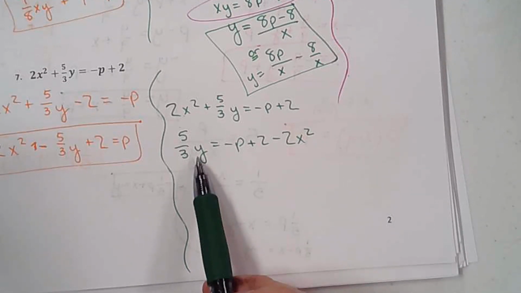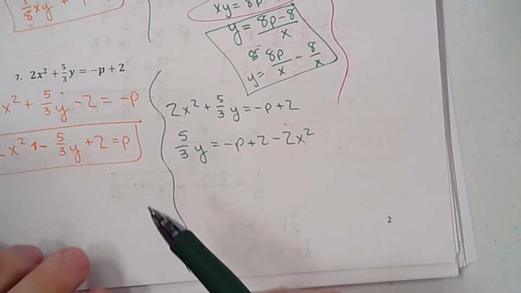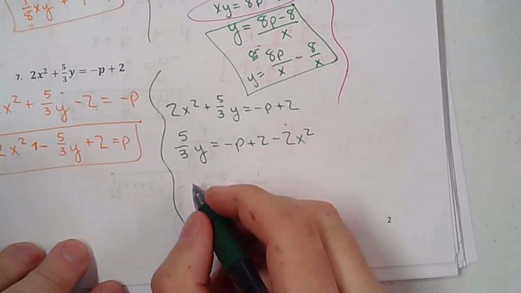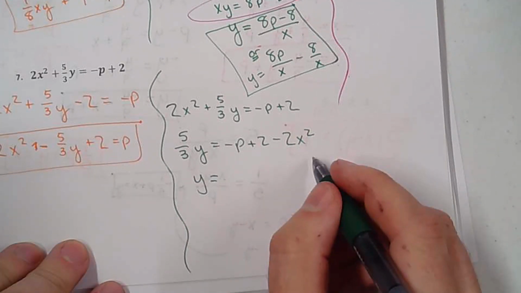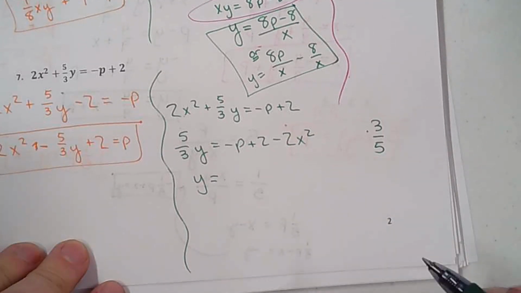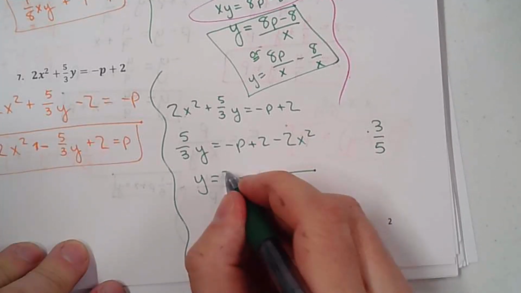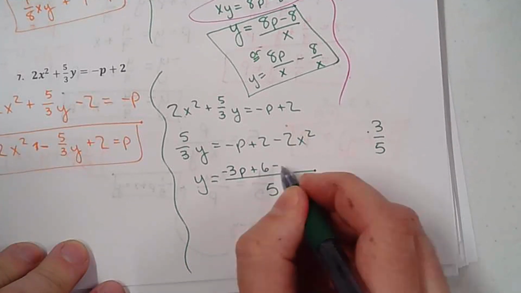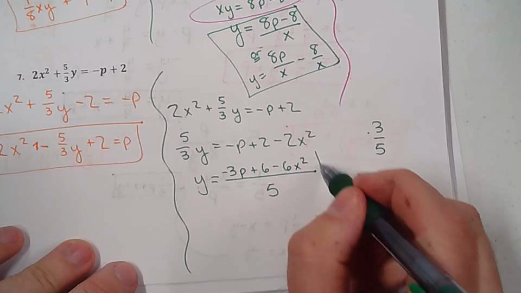Now, how do I get the y separated from 5/3? We divide, but we don't like dividing fractions. Instead, we multiply by the reciprocal. What's the reciprocal of 5/3? 3/5. So y is going to equal all of this stuff times 3 and then divided by 5, right? That's what it means to multiply by 3/5. We times by the top, divide by the bottom. So we're dividing everything by 5. And we're multiplying the top by 3. Negative 3p plus 6 minus 6x squared. None of that's divisible by 5, so let's just leave it. That's y.